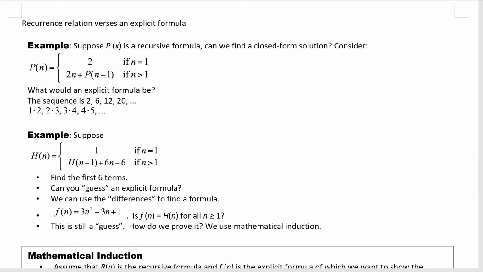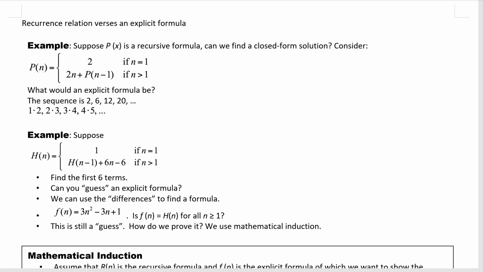First example. Suppose P of n is a recursive formula. Can we find a closed form solution? Sometimes people call the explicit formula the closed form solution. Consider P of n: when n equals 1, P1 is 2, and when n is greater than 1, Pn is 2n plus P of n minus 1. So what would an explicit formula be?